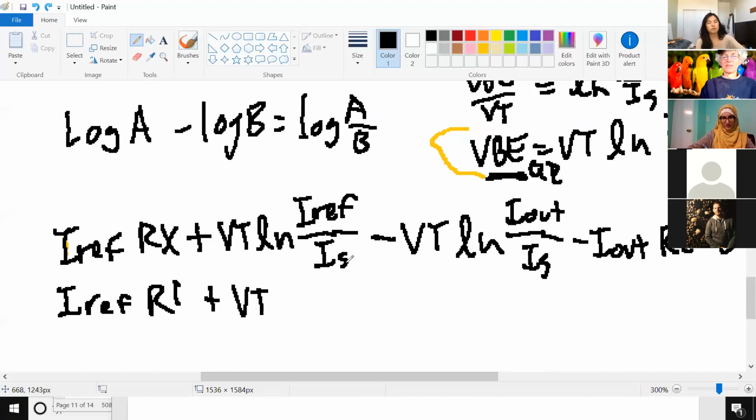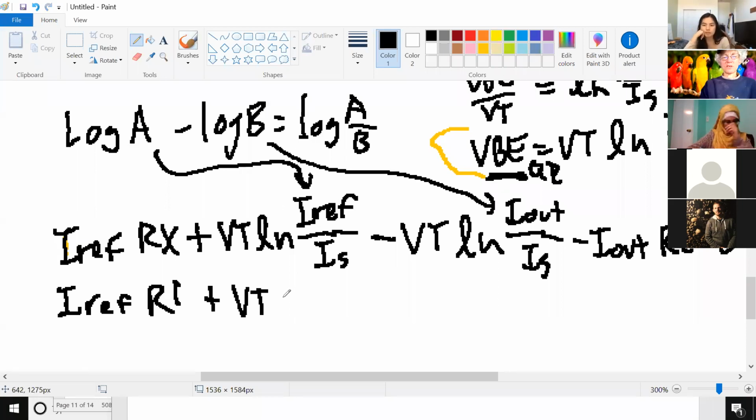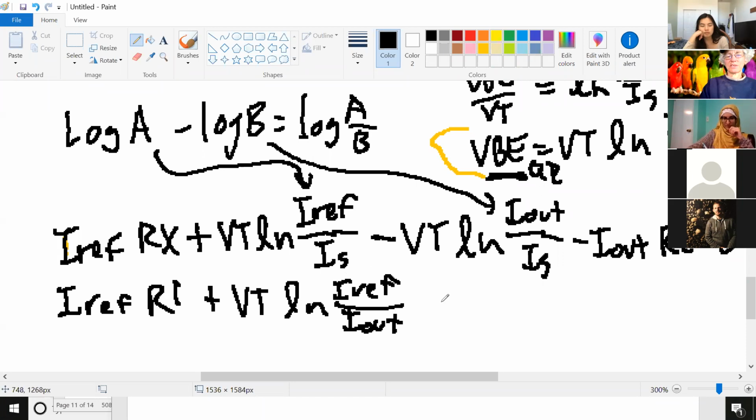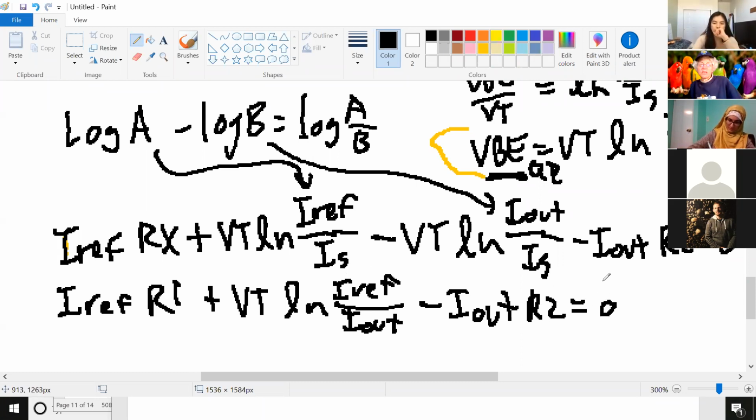So this right here, this is A. That's A. That's B. So you end up with V_T natural log of I ref over I out, and you've gotten rid of your saturation current. You can't get rid of the current times the resistor stuff. But now you have an equation that relates your two currents and your two resistors.